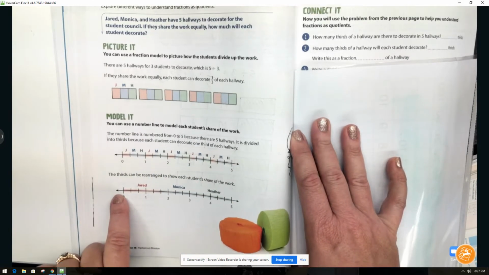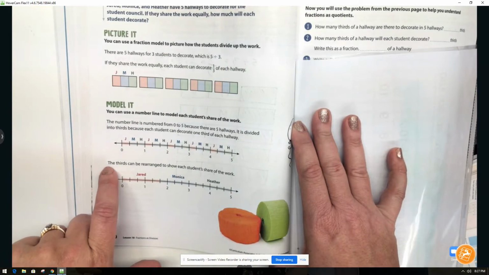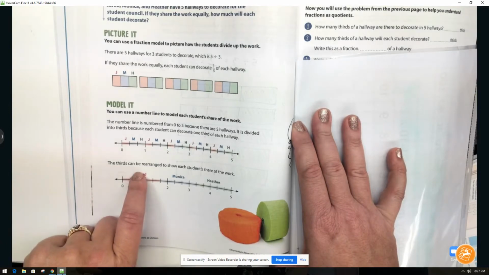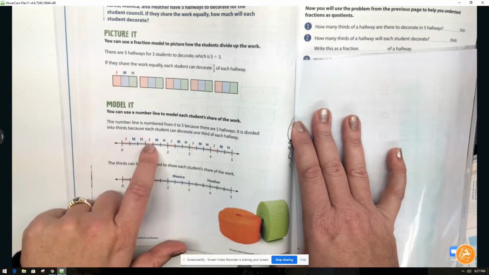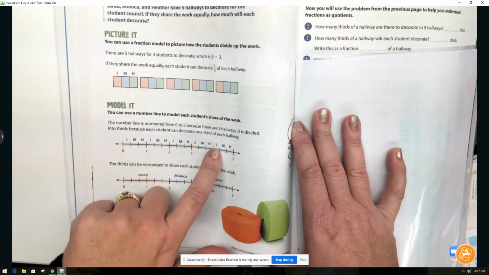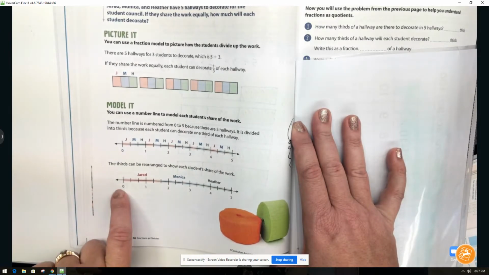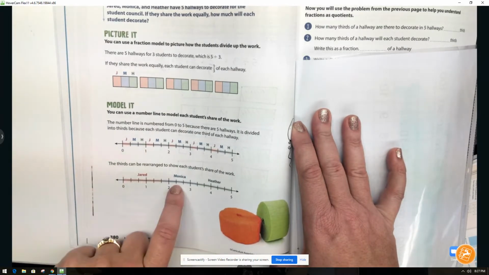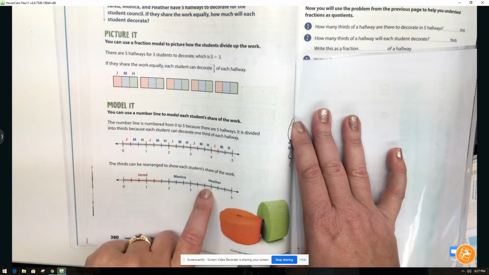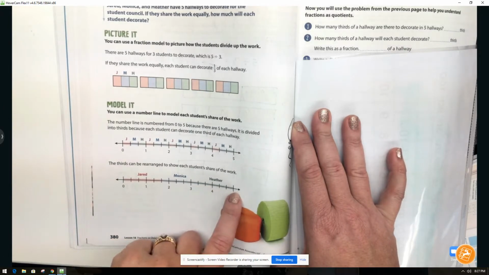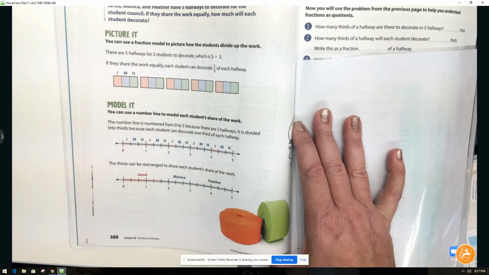Then what they're showing you here is you could take all of Jared's thirds and pull them out and put them all together on the number line, and then Monica's thirds and pull them out and put them onto the number line, and then Heather's thirds and pull them out and put them onto the number line. So while it looks a little bit different, each student is still doing 5/3 or 1 2/3 of a hallway.